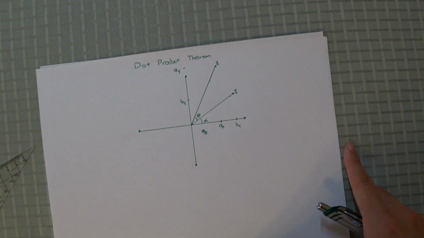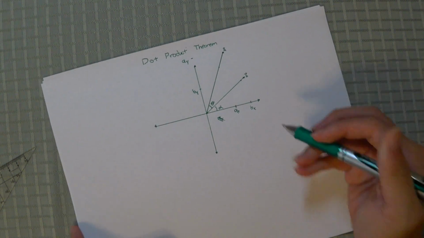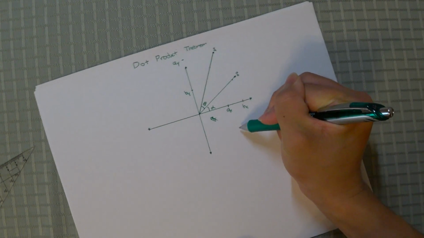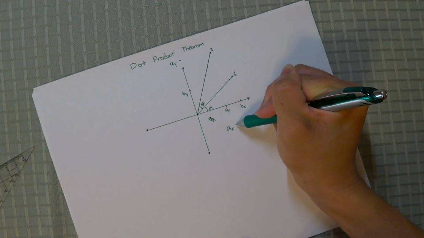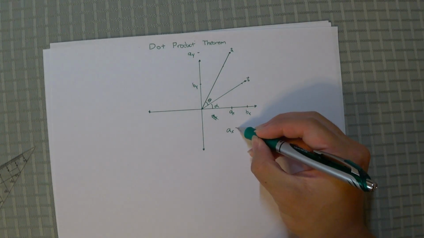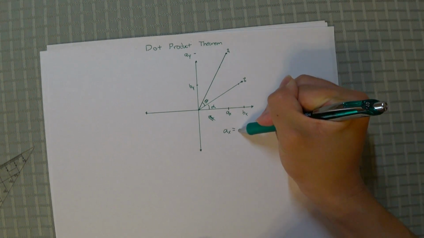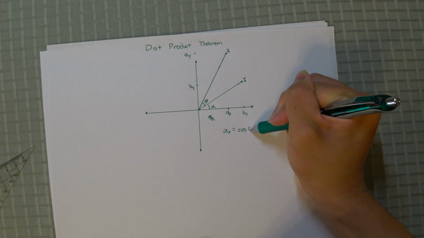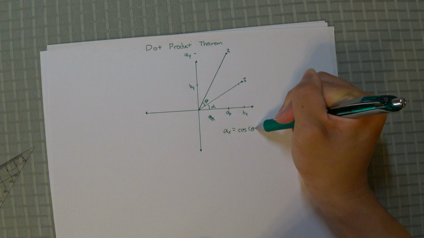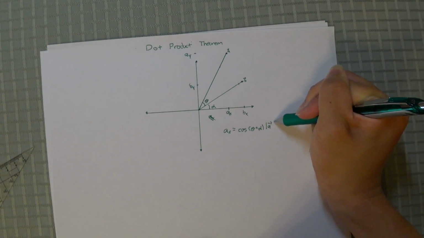So what is AX? Okay, so AX would equal cosine of theta plus alpha times the magnitude of A.